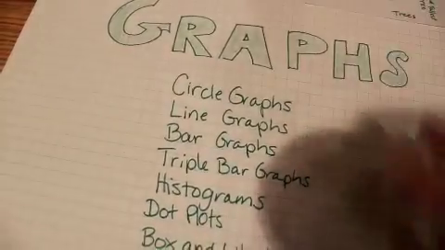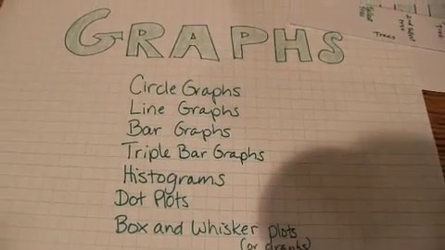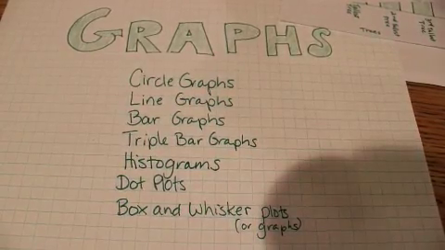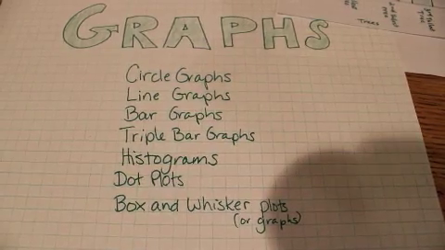This is a review of graphs from Chapter 1. Please watch the video again if you want to look back at any of the information about circle graphs, line graphs, bar graphs, triple bar graphs, histograms, dot plots, or box and whisker plots.